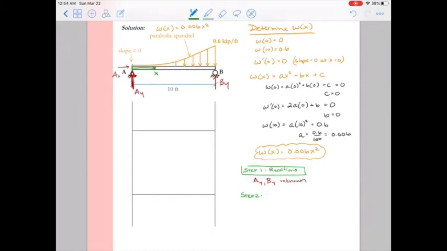So step 2 is to determine a function for omega of x. We did that above. So omega of x was 0.006x squared. All right, so that was, again, necessary to solve this problem. We'll move on to step 3. Step 3, we're going to solve for v of x by using the relationship between v of x and omega of x.